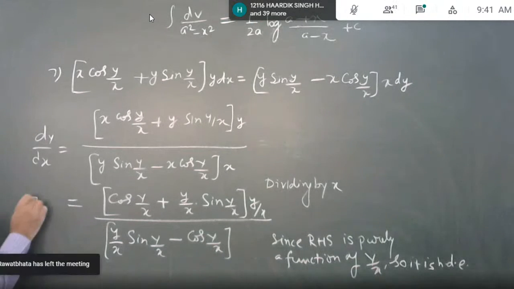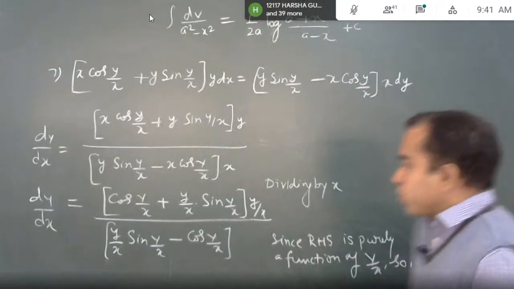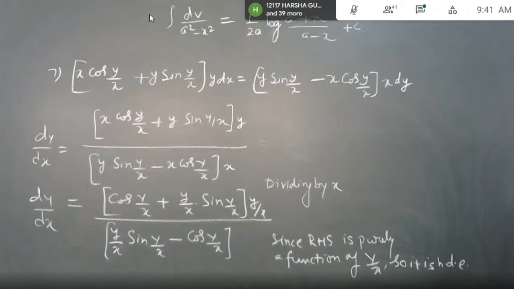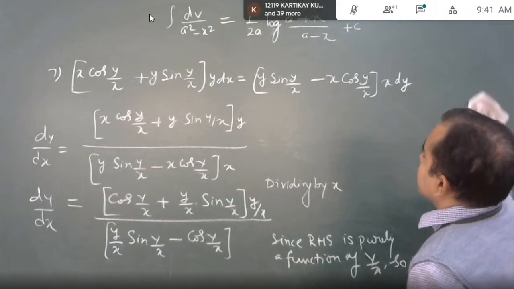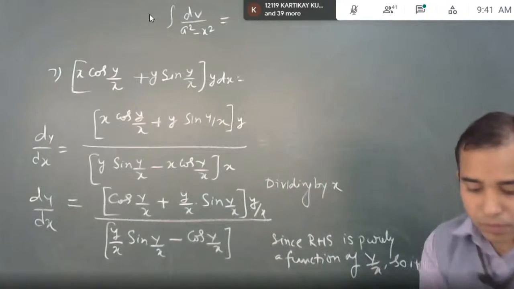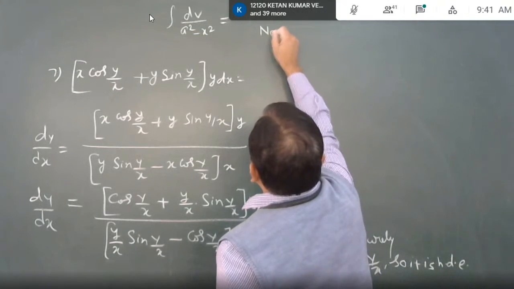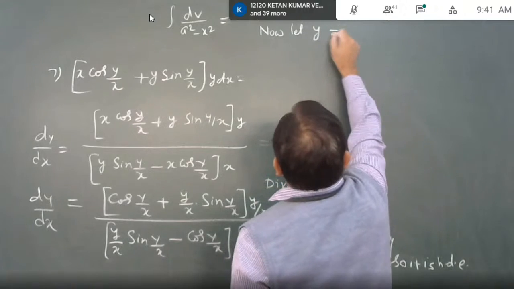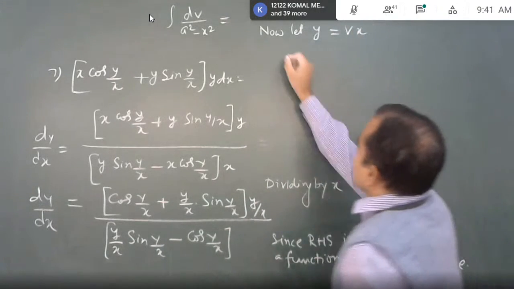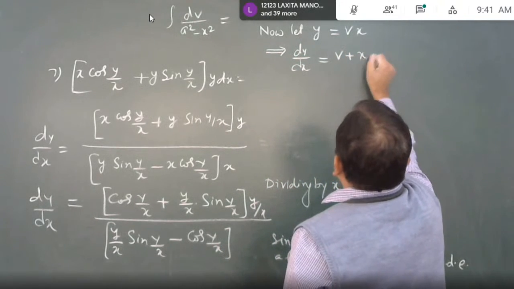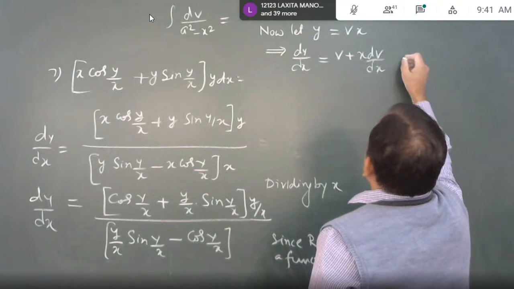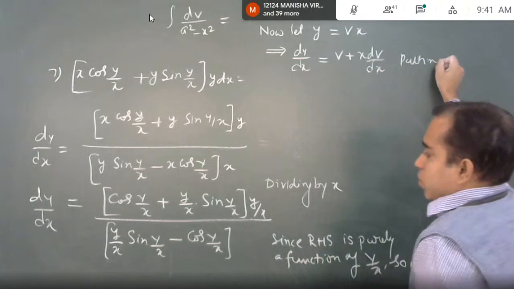So now to solve it, let us substitute. Let us write y as vx. Okay. यहाँ पे लिख रहा हूँ. Now let y equal to vx. This will give me dy upon dx equal to v plus x dv upon dx. Let us put it in the equation.